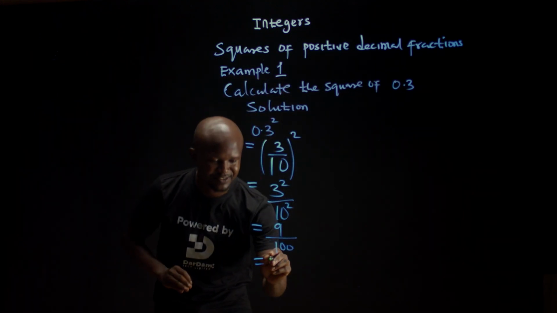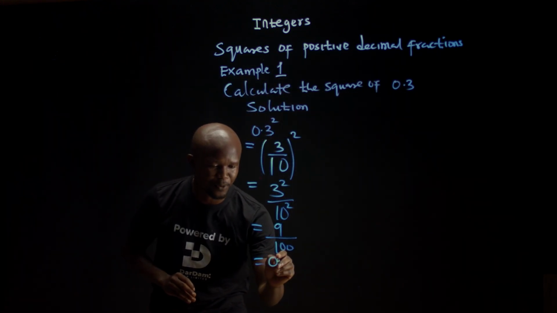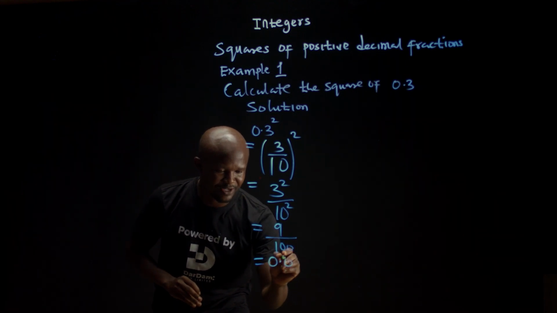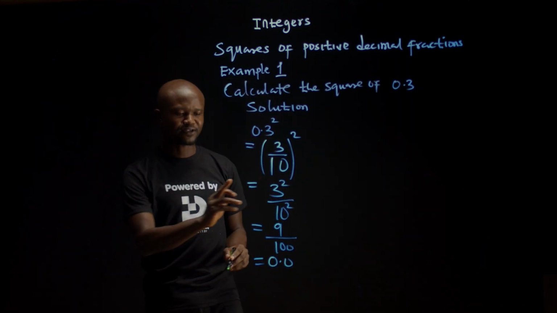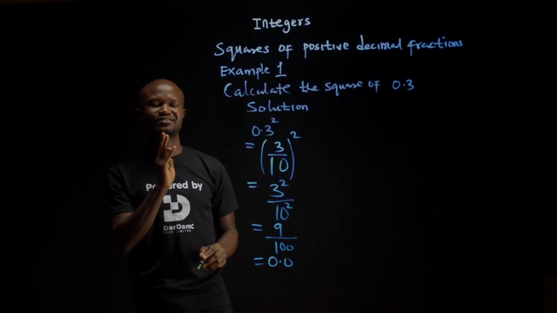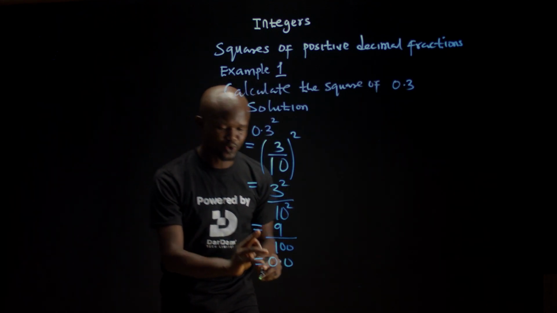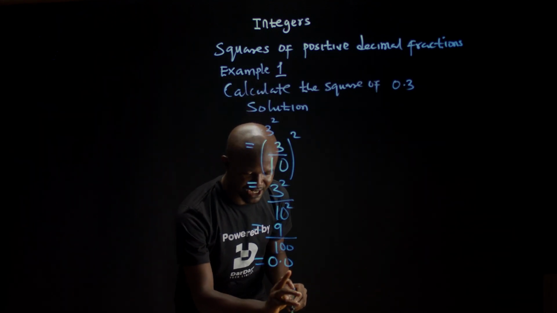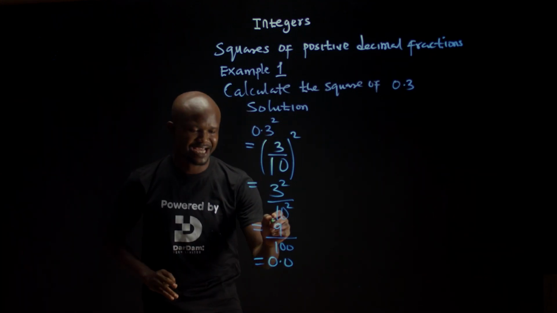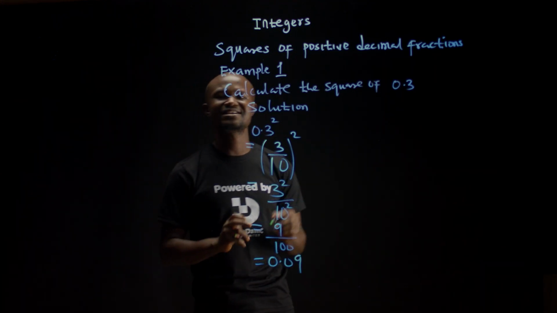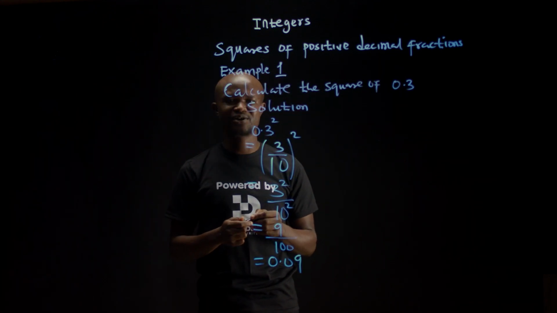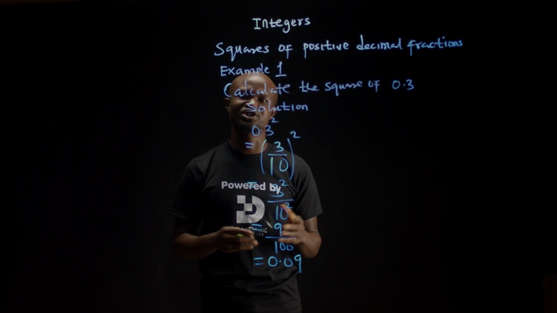And how do we do that? The first one is 0 point. Then we have another 0. So 2 zeros before the number at the numerator. So we have 0.00, then we write this number, which is 9. So the answer is 0.09. That is the solution to the problem.